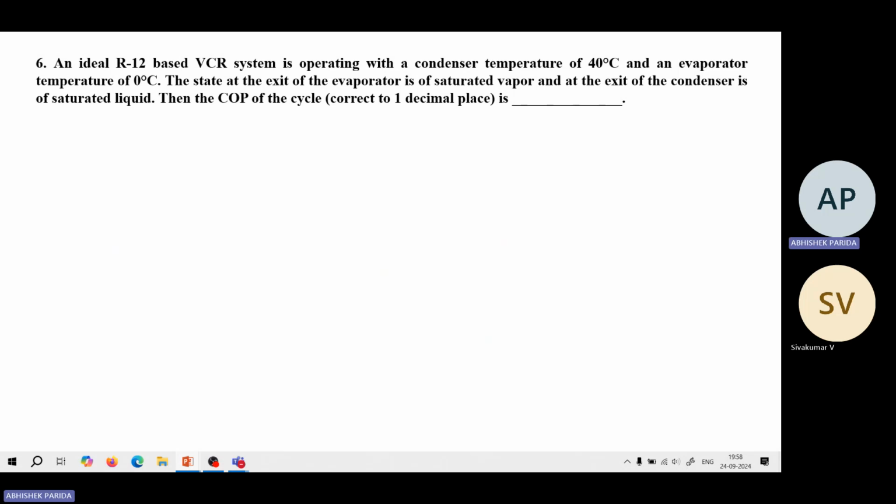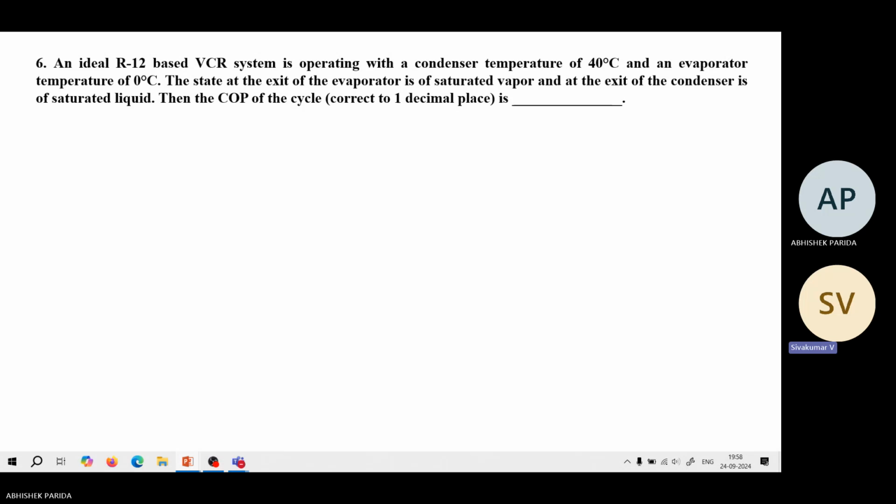Try to solve this question. If you have solved, you can tell me the approach. Yes, sir. I've tried, but I would like to verify the answer because I need that Cp value and all.